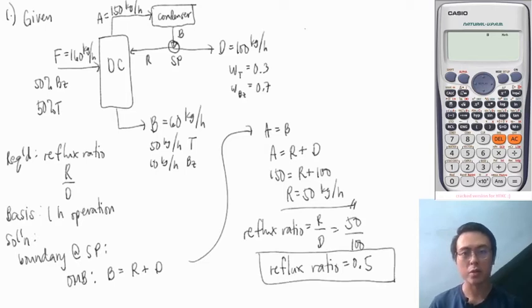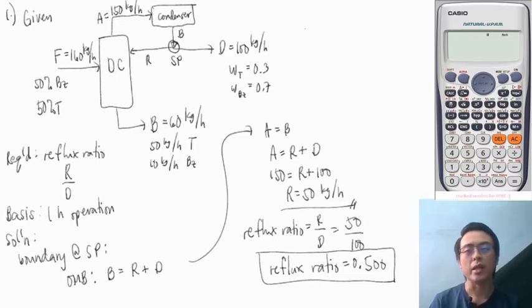Significant figures, we need 3. Okay, so this was a relatively easy problem because it did not require us to perform component balances, because there's no need for it. We just need to determine the value of R.